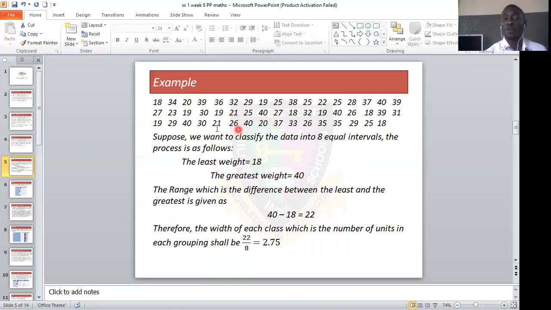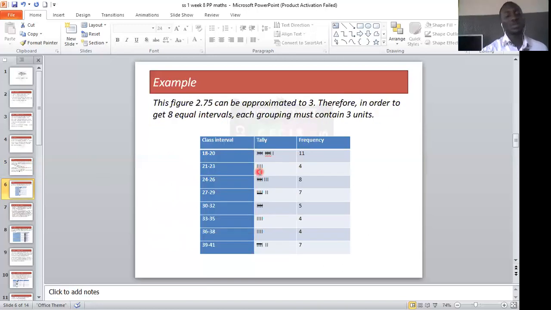And 21 is a 4. So that's why you have the frequency to be 4. You write out the strokes, the tally. So this is how to prepare a group frequency distribution table.